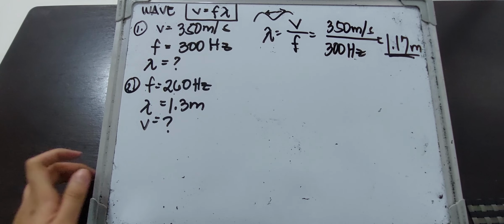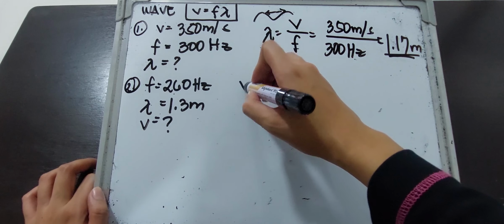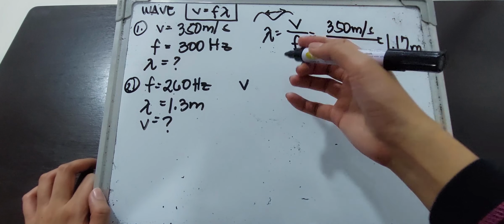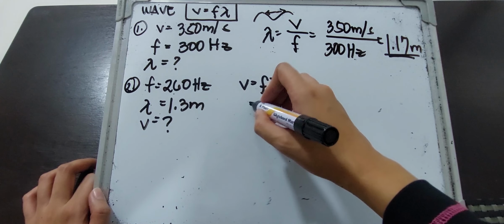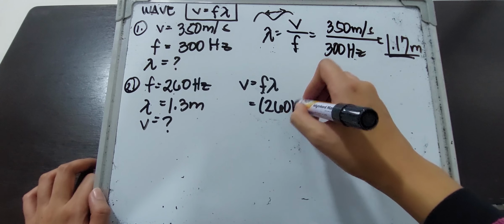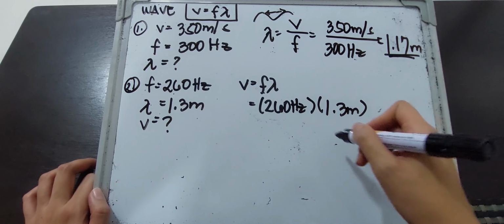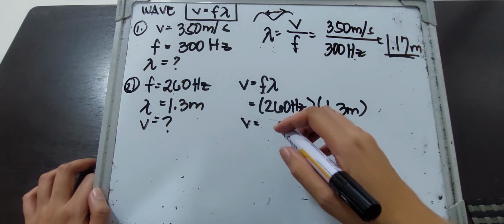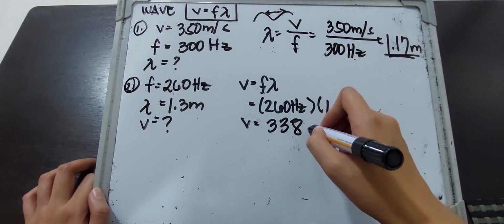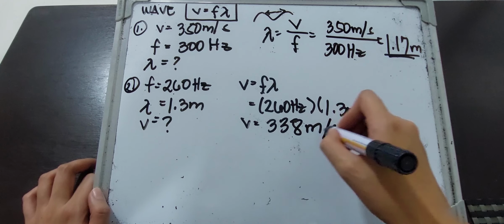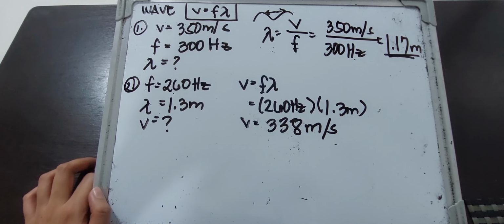Ano daw naman yung speed ng sound if the tuning fork has a frequency of 260 Hz and its wavelength is 1.3 meters? So, since speed ng waves ang hinahanap, we have this formula, frequency times the wavelength. So, we have 260 Hz times 1.3 meters. Our speed of the wave, 260 times 1.3 is 338 meters per second.